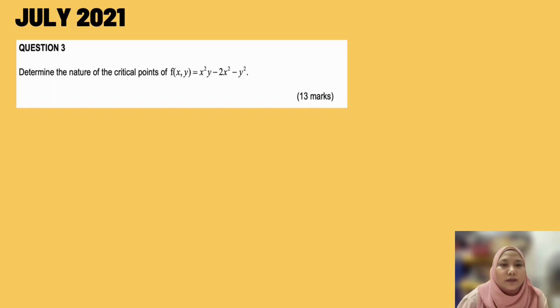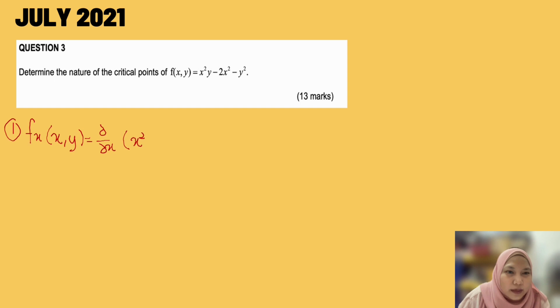So we have 4 steps that we need to do here. The first step is we need to find fx, the partial derivative for x, based on the function given here. So we will get d over dx of the function x squared y minus 2x squared minus y squared. So we need to differentiate this function with respect to x.